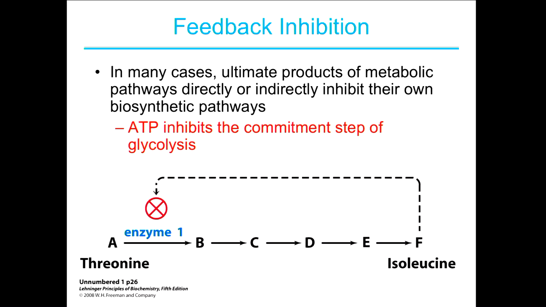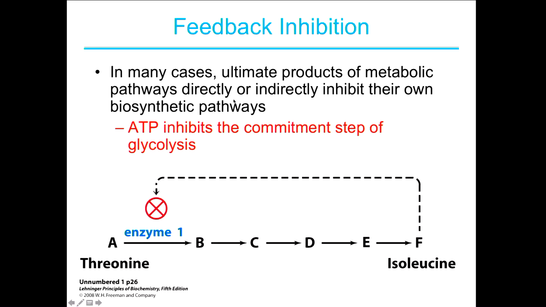Okay, so this is a product of the pathway, just like ATP is a product of glycolysis, or NADPH is a product of the pentose phosphate pathway. And so in feedback inhibition, one of these products, in this picture isoleucine, comes back and inhibits enzyme 1 in this pathway. So it's some product of the pathway inhibiting an earlier step. That's why we say feedback, because it's coming back to the beginning to inhibit something.